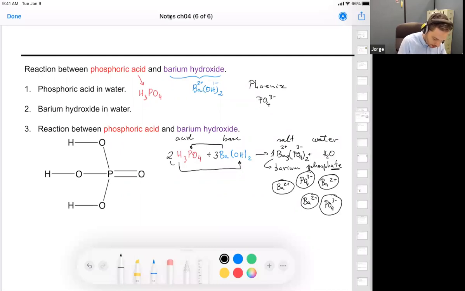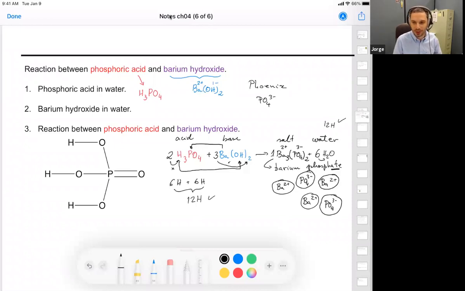Okay, so let's see how many hydrogens we have. 2 times 3, that's 6 hydrogens for the acid. Attention here, 3 times 2, that's 6 hydrogens in the base, which means we have 12 hydrogens in the reagent side. The only place to balance out the hydrogens is the water, which means we need 6 water molecules. 6 times 2, that is 12 hydrogens. So we are all good.